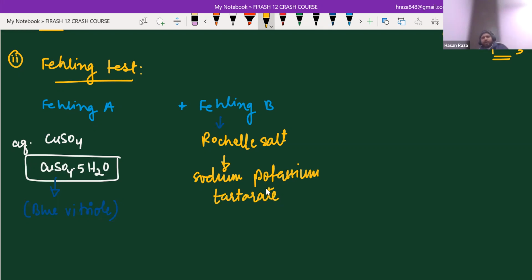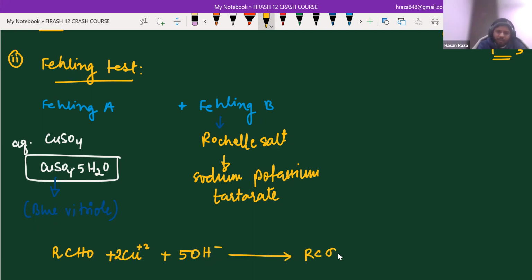First, you mix it in equal proportion with aldehyde, then that aldehyde will be oxidized into carboxylate anion. As you can see, this is your RCHO, and this Cu is in the +2 oxidation state. This is carried out in alkaline, basic medium. So this will be basically RCOO negative plus Cu2O plus 3H2O. Now you can see the Cu is reduced to +1, which means it is an oxidizing agent.